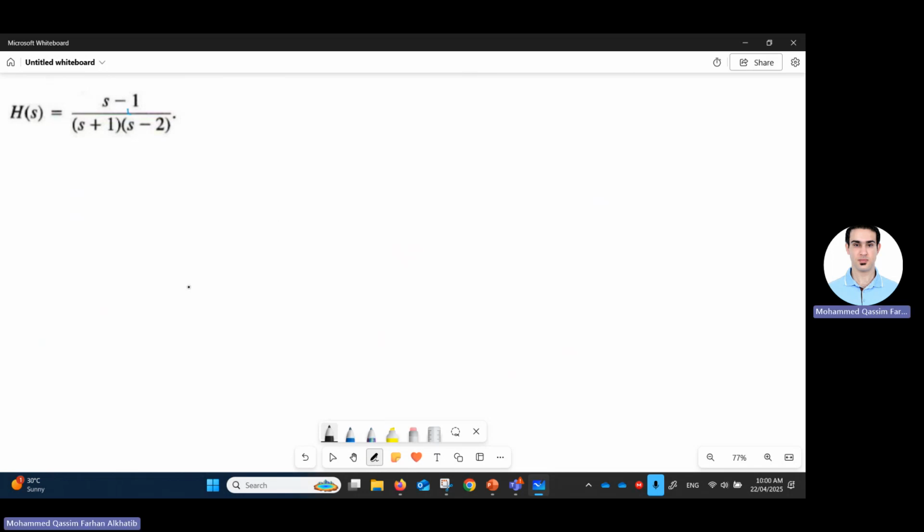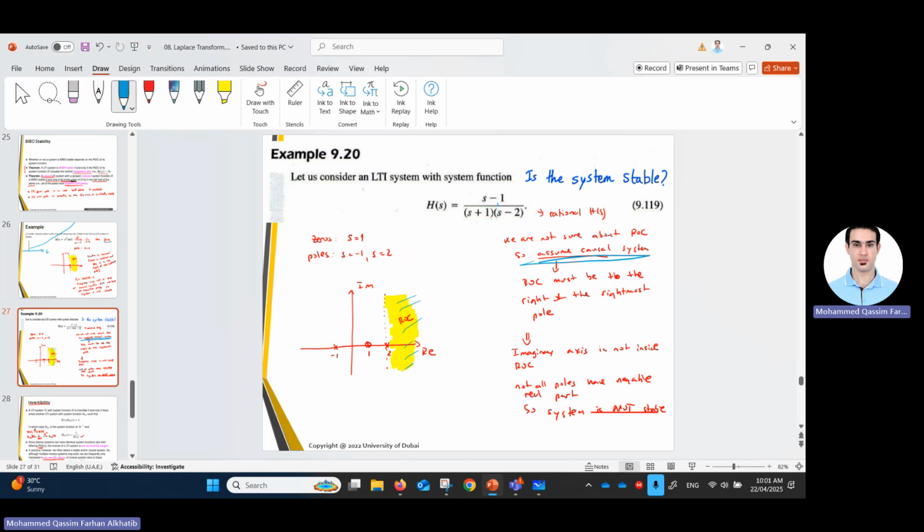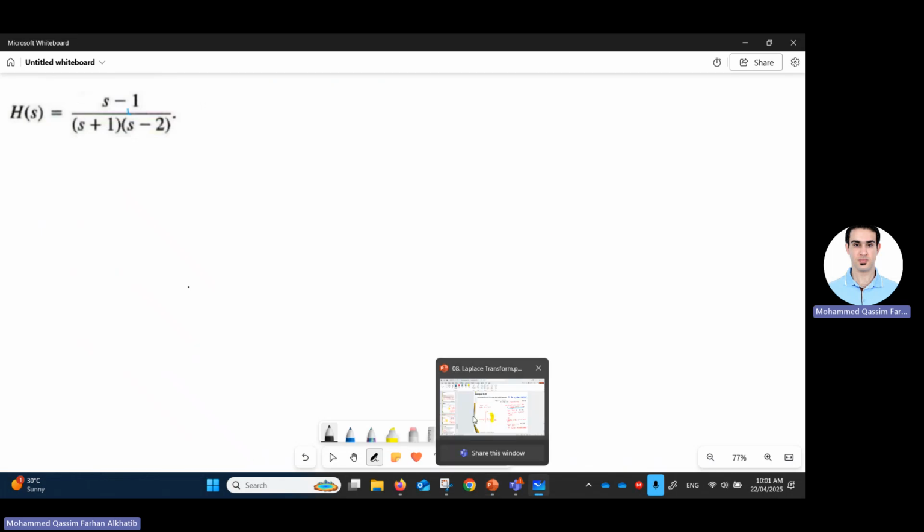It depends on the question if it's required. Like if I ask you, check if the system is stable or not, find the poles and immediately you can say it's stable. Now, if I ask you, check if it's causal or not, like this. Let's assume I gave you this question: check if the system is causal or not. So let's do the inverse Laplace transform and check.